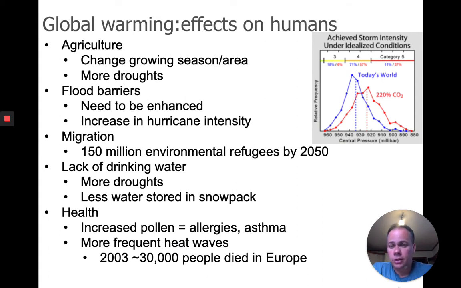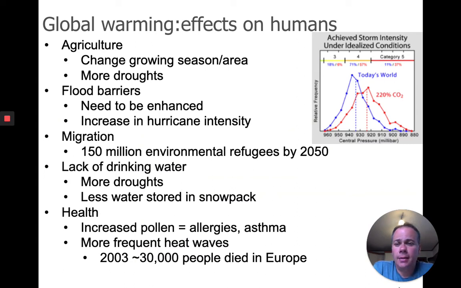Floods. There will be increased flooding. If you live in New Hartford, you may be aware that we have had huge flooding over the past several years. Okay, and part of the reason is we have more intense storms. And we don't have the infrastructure capable of handling that right now.